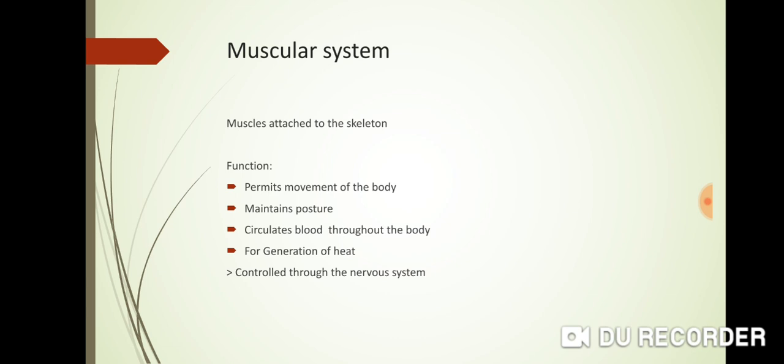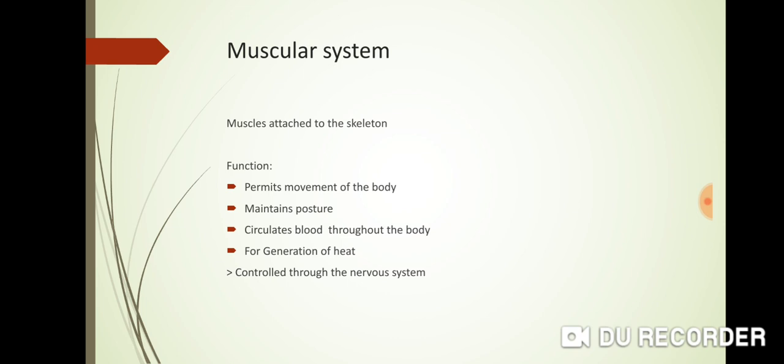Since no bones can do much without the help of the muscles to move them, this makes up the muscular system. These are the muscles attached to the skeleton. Their functions are permission of movement, maintaining posture, circulation of blood, and generation of heat.